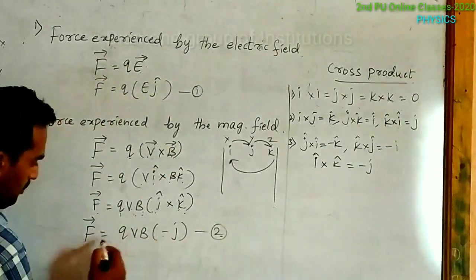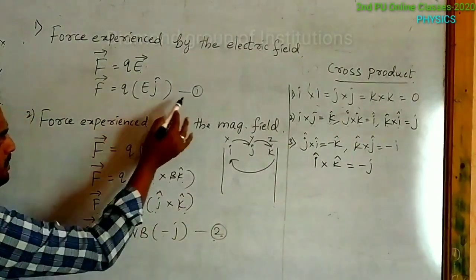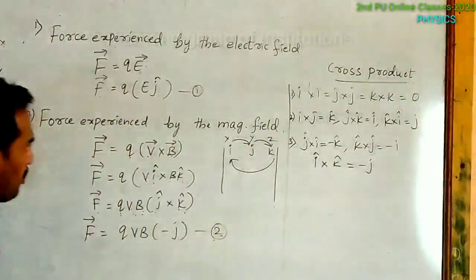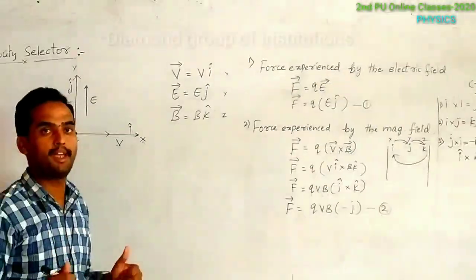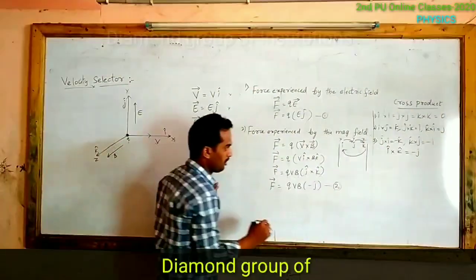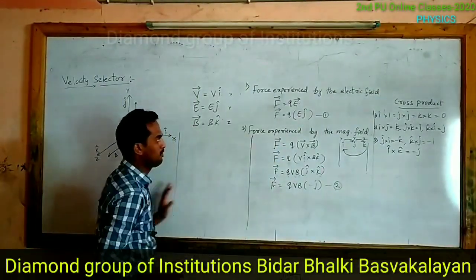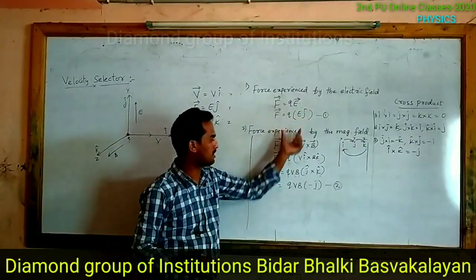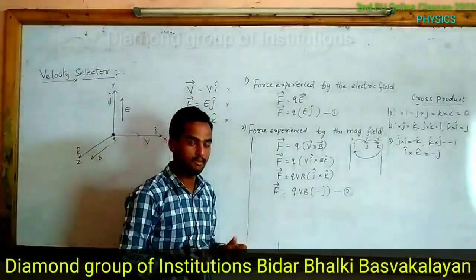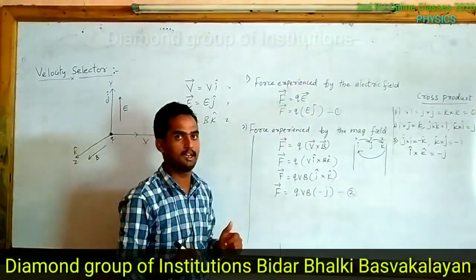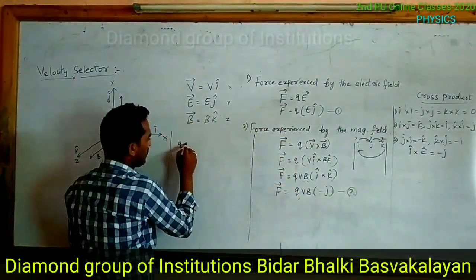So this is the force due to magnetic field, that is equation number 2, and this is the force due to electric field. So both forces act on the particle with equal magnitude and opposite direction. Now we are going to consider only the magnitude. This is due to electric force, this is due to magnetic force. Both forces are equal in magnitude but opposite in direction.